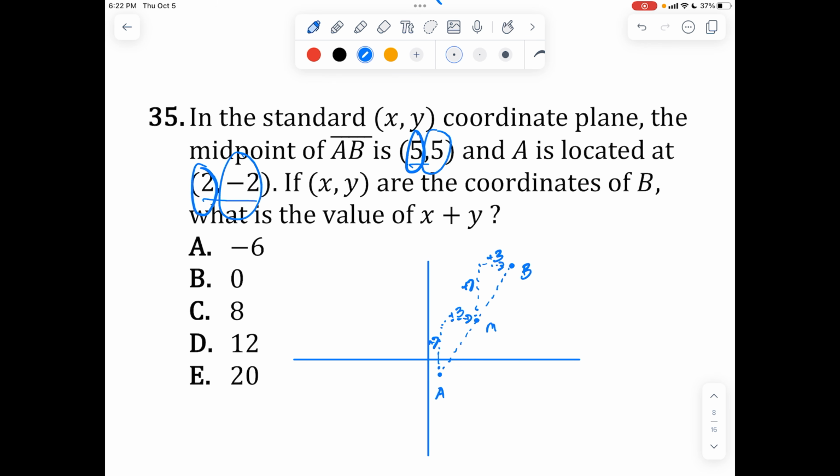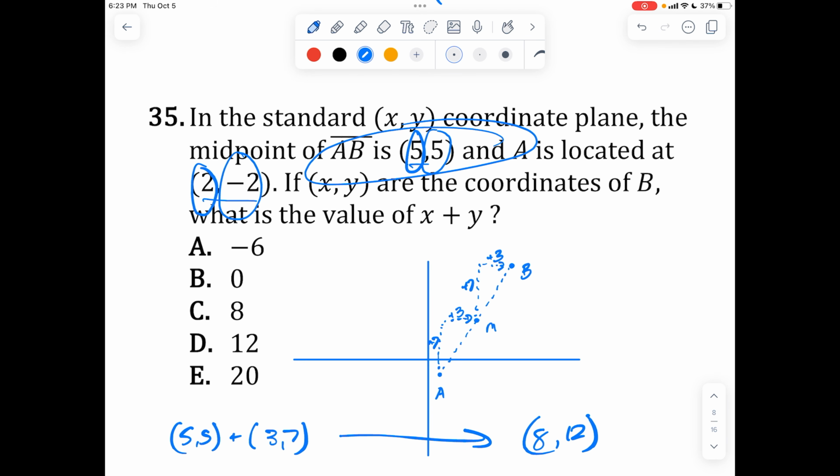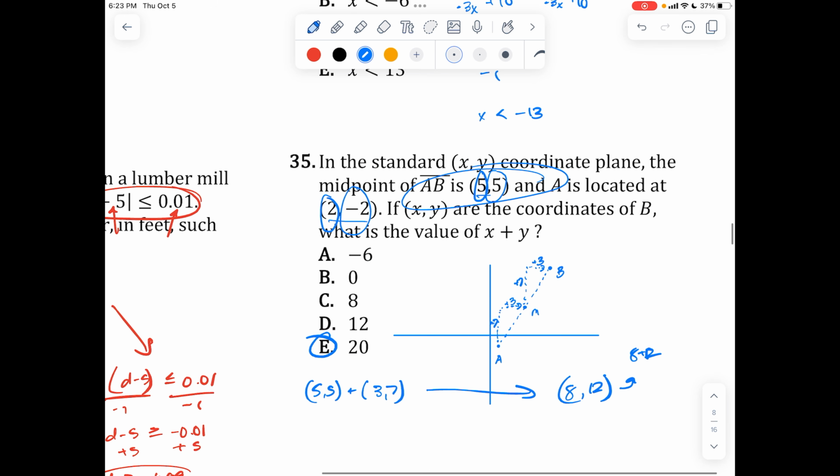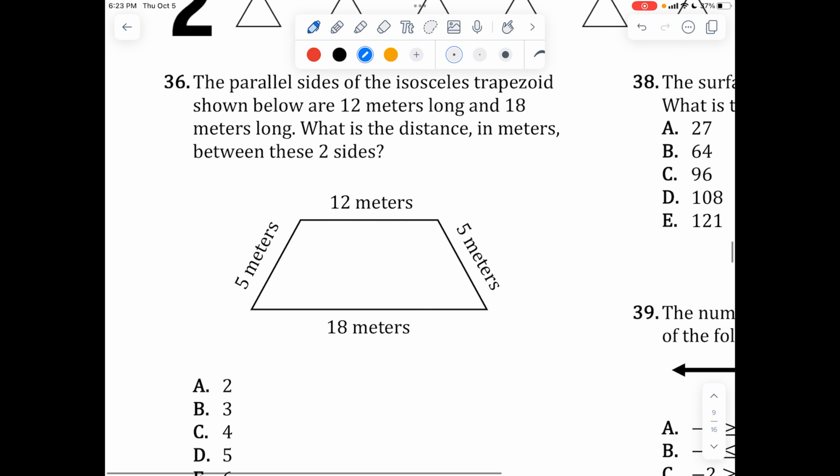So imagine I take that midpoint, 5, 5, and this isn't proper math, but imagine I just added 3 to the right and 7 up. I would get 8, 12. Now this is x and y. If I add these two together, I get 8 plus 12, that's 20. All right? So my new point B was 8, 12.